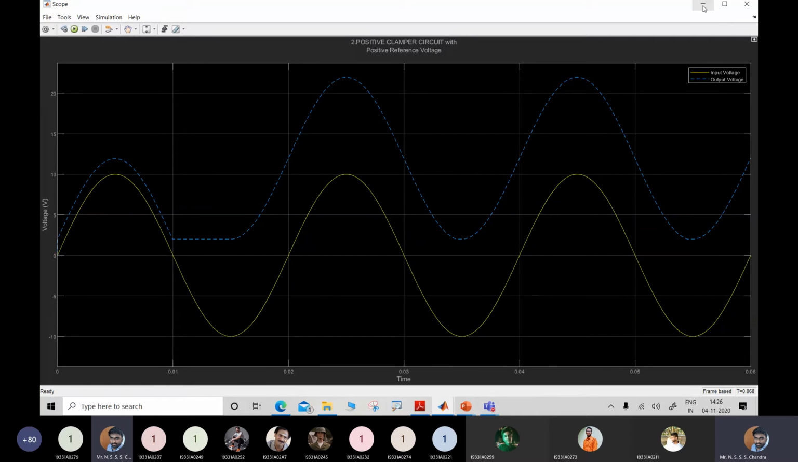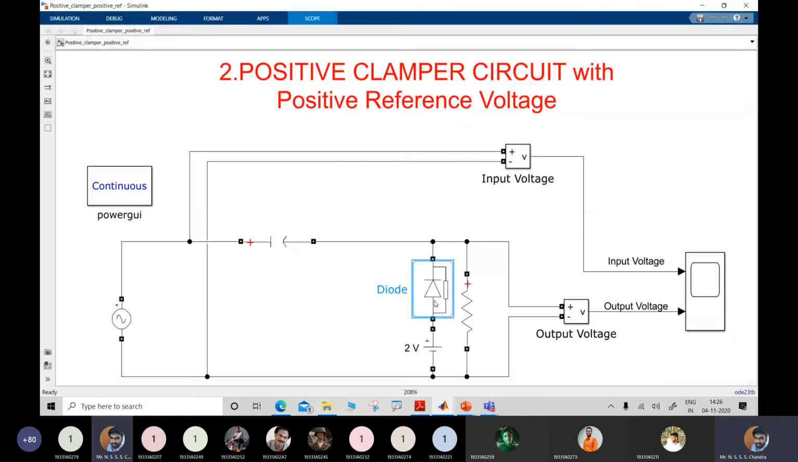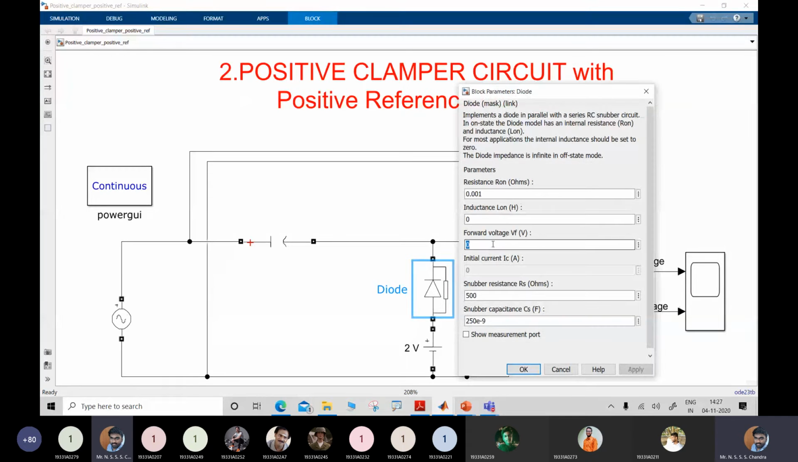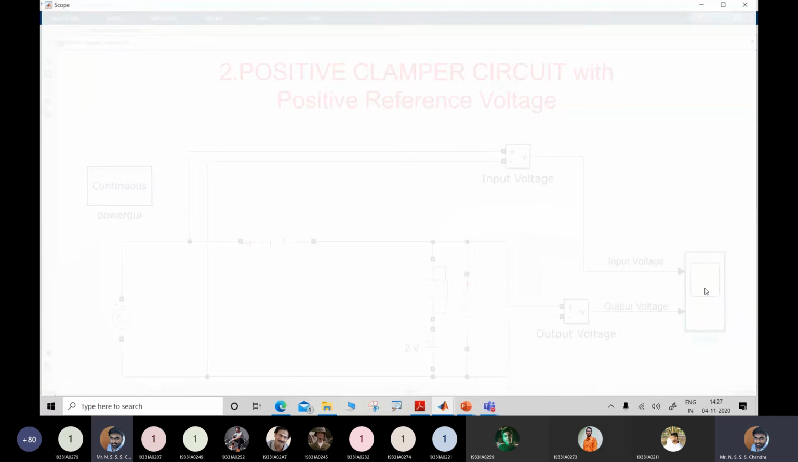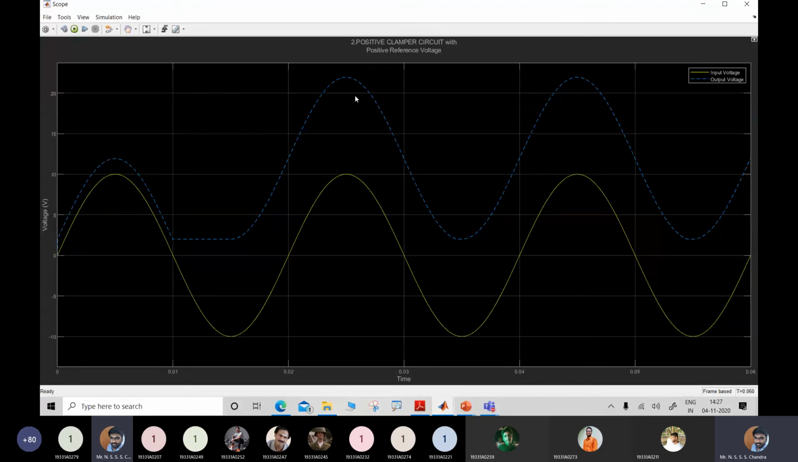Now in case you are considering a practical diode, instead of 0 I'll be taking it as 0.7 volts. So now what happens? Your effective increase in voltage will not be 10 plus 2, 12 volts, but it would be 10 plus 2 minus 0.7. So it is 12 minus 0.7, that is 11.3 volts only. If I run the circuit now, it will not be 22 volts, it will reduce slightly to 21.3 volts.